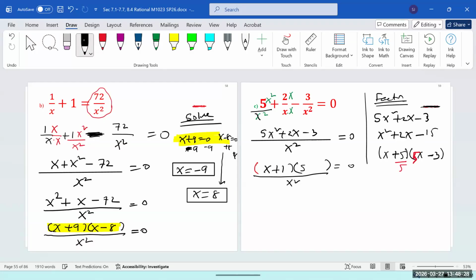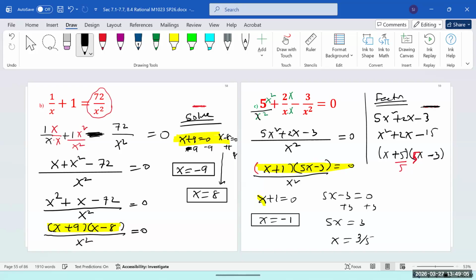X plus 1 and 5x minus 3. Since you followed my rule, my method, you simplified everything, so your life is easy. All you have to do is take this and then you are done. X plus 1 equals 0, 5x minus 3 equals 0. So what is x? Negative 1. Then we add 3, 5x is 3. So what is x? 3/5.